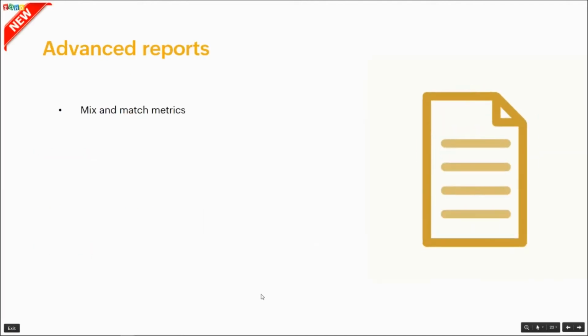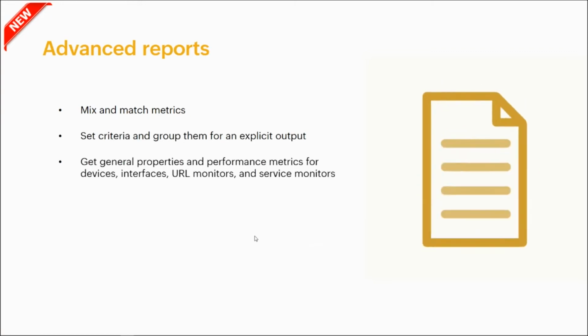So using advanced report, you can match and mix the metrics which you're monitoring, and take a custom report to meet your exact requirement instead of using the default ones which come with the product. You can create your own custom report using the advanced report feature, select your criteria, group them for an explicit output, and get a generalized property or a performance metric for the devices, interfaces, URLs, service monitors, or any metrics which you're monitoring.